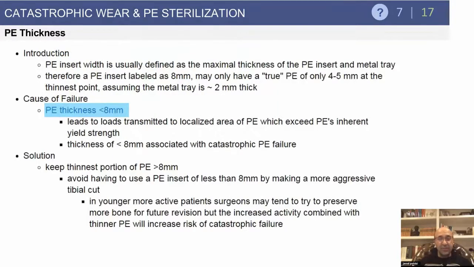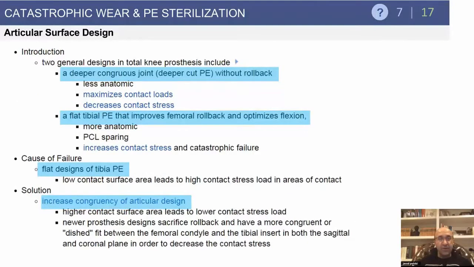As far as critical thickness of polyethylene, 8 millimeters seems to be the number that everybody keeps being asked, and that still appears to be the right answer, although that might change with time, and it does change from knee to hip and also whether it's a conforming or non-conforming surface.